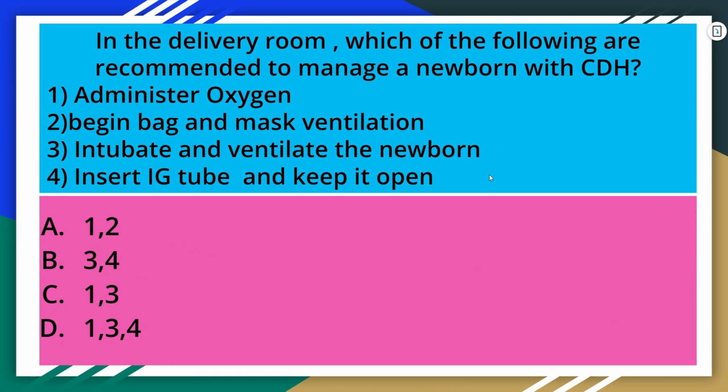In the delivery room, which of the following are recommended to manage a newborn with CDH? 1. Administer oxygen. 2. Begin bag and mask ventilation. 3. Intubate and ventilate the newborn. 4. Insert a nasogastric tube and keep it open.